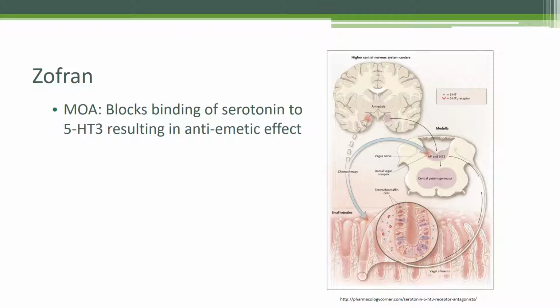Zofran works by blocking the action of serotonin that is released from the enterochromaffin cells of the small intestine. Upon release of the neurochemical serotonin from the enterochromaffin cells within the gut, vagal afferent nerves are stimulated via the 5-HT3 receptors. This stimulus leads to nausea and vomiting. Adequate blockade of these 5-HT3 receptors by Zofran leads to inhibition of this response and thereby decreased nausea and vomiting.